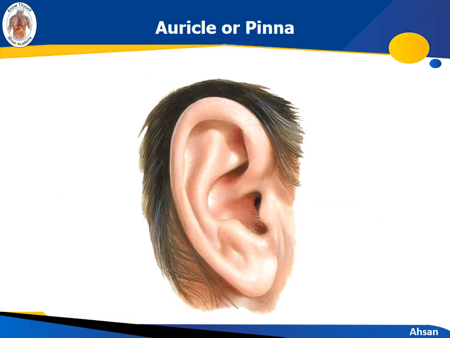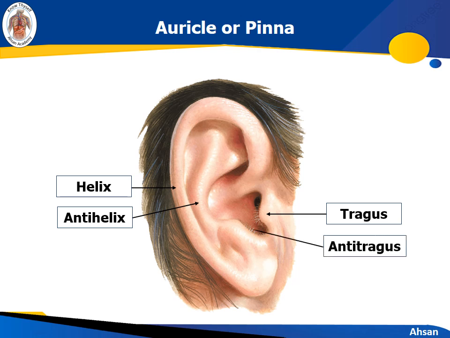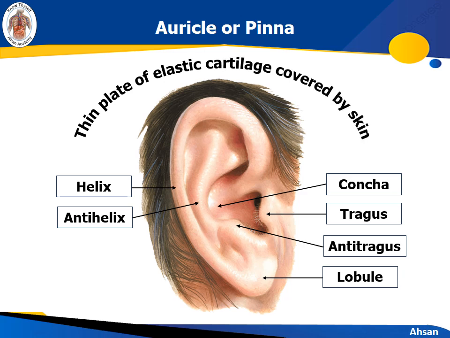This is the auricle or pinna. Let us see the different parts of the auricle. I'll label each one by one. This is the helix. This is the anthelix. This is the tragus, antitragus, and the space here is the concha. This soft area is the lobule, and the external layer comprises a thin plate of elastic cartilage covered by skin.